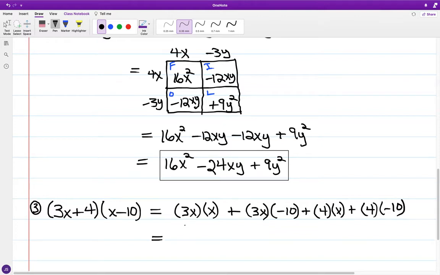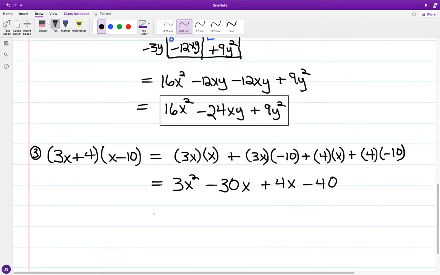Just looking at multiplying out, you've got 3x times x, so this will become 3x squared. 3x times negative 10 becomes negative 30x. And we have plus 4x. 4 times negative 10 becomes negative 40. And so we got 3x squared, and we have negative 30x plus 4x, so this will be a negative 26x. And then we have minus 40.